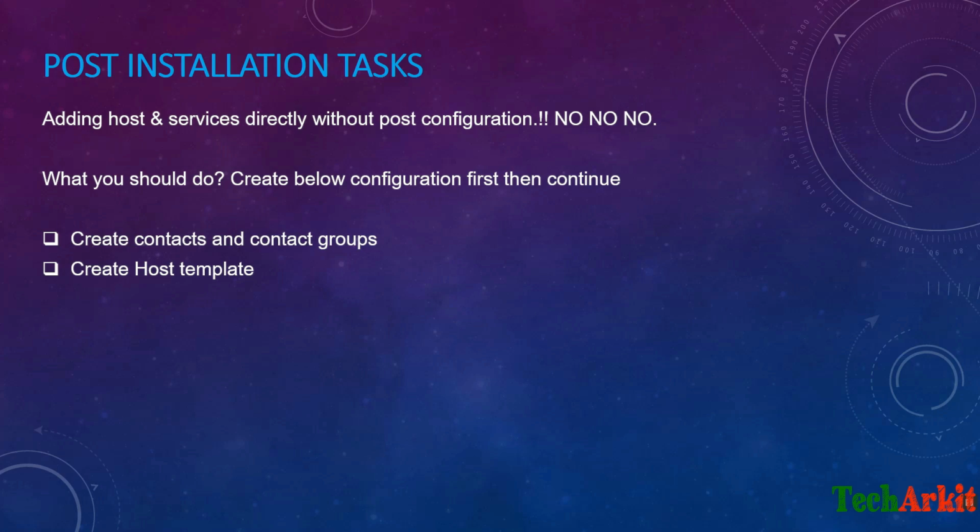You just create those contacts and contact groups, and create the host template. Instead of adding all the options every time you create a host, you make one host template and use that template name while creating the host, so that it applies all the options available in this template. And create the service template.